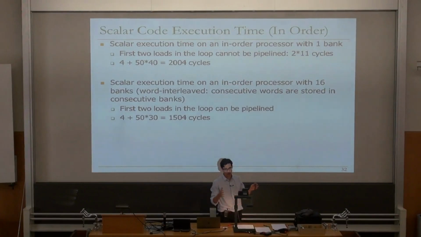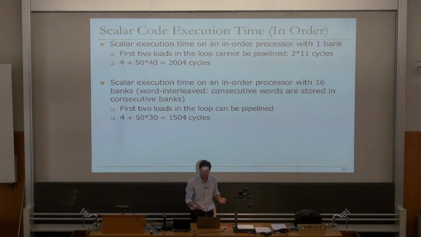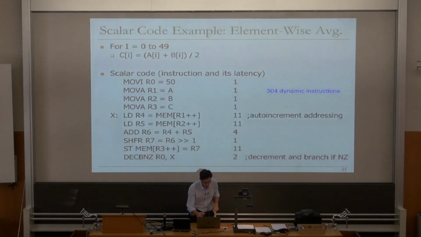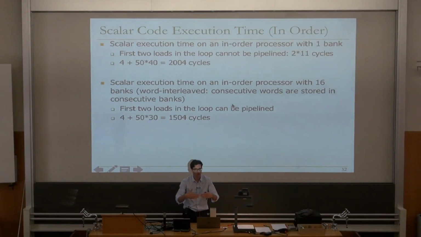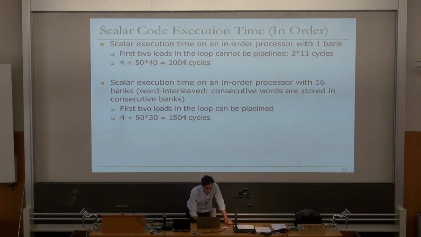Because we are going to use banked memories later, let's assume that we already have a banked memory. We have, for example, 16 banks. If we have 16 banks and we assume that these 2 load accesses go to different banks, then we can consider that both can be executed concurrently. So in that way, we would be saving 10 cycles in every single iteration, and the total number of cycles to execute our code will be 1,504 cycles.